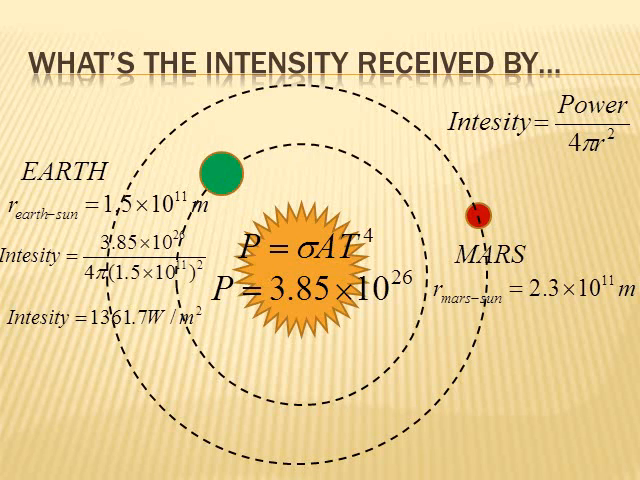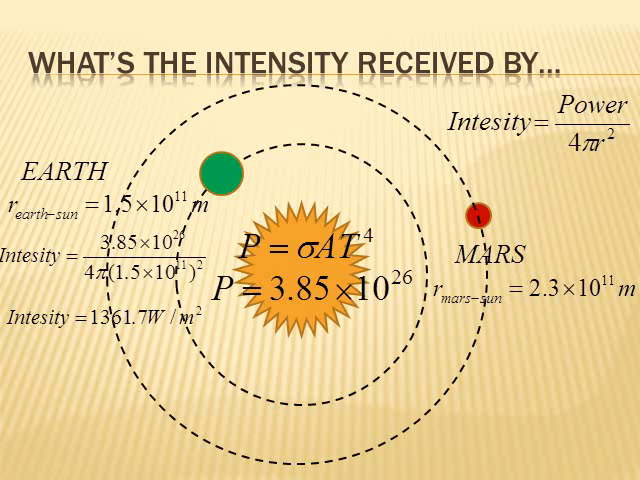So this isn't the total energy hitting the Earth. This is how much energy is hitting the Earth every second for just a square meter of area. There's actually a lot more energy hitting the Earth because the Earth is very large. This is the intensity, or power per unit area.